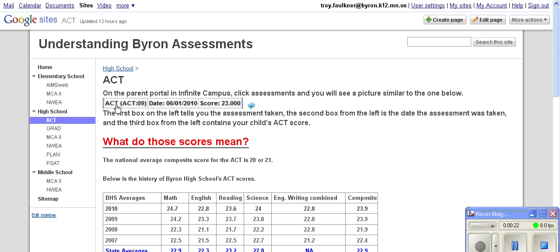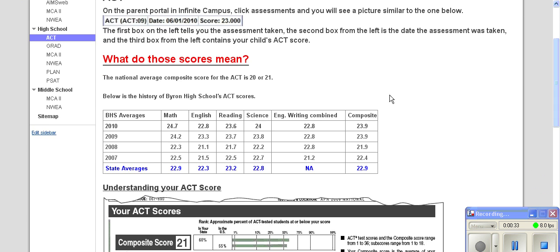It will say ACT, it'll then say the date it was taken, and then it will give you a score. In this case it was 23. Now, what do these scores mean? Well, nationally, the national average for an ACT score is about 20 to 21. What does that mean for us at Byron High School? Well, historically, we have been a little bit above the state or national average.